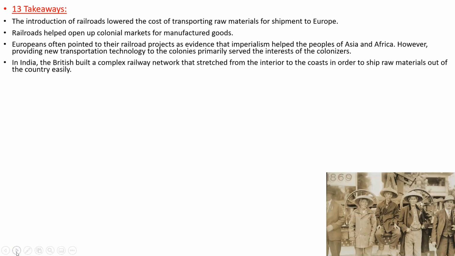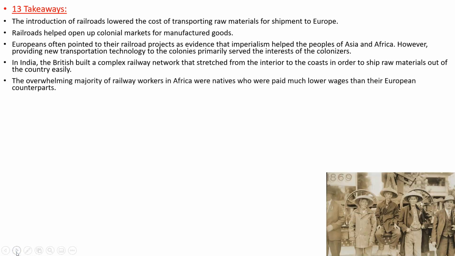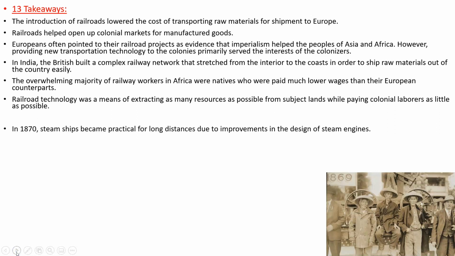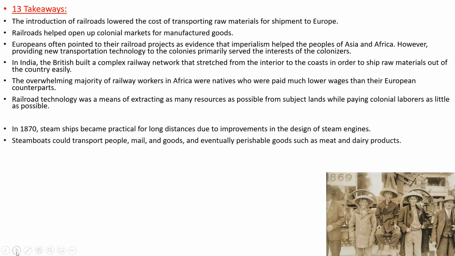In India, the British built a complex railway network that stretched from the interior to the coast in order to ship raw materials out of the country easily. The overwhelming majority of railway workers in Africa were natives who were paid much lower wages than their European counterparts. Railroad technology was a means of extracting as many resources as possible from subject lands while paying colonial laborers as little as possible.